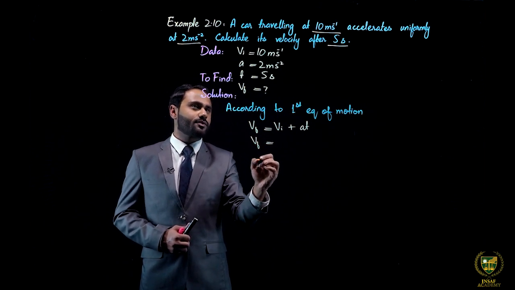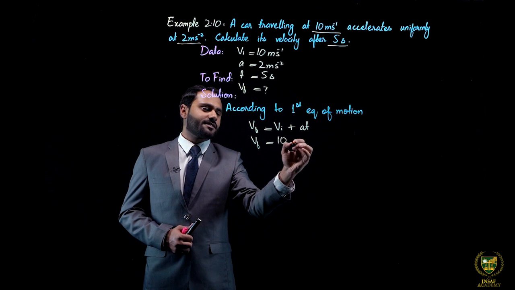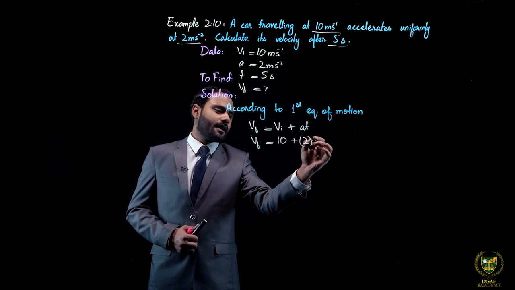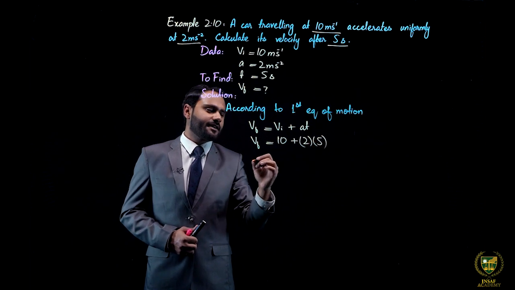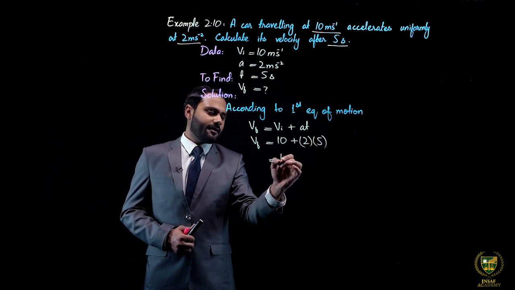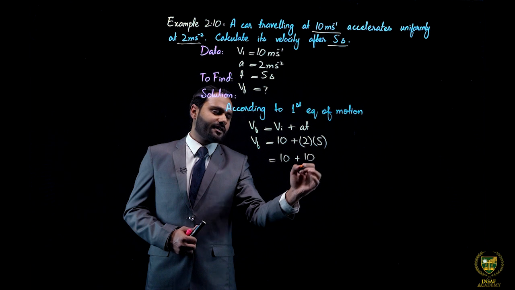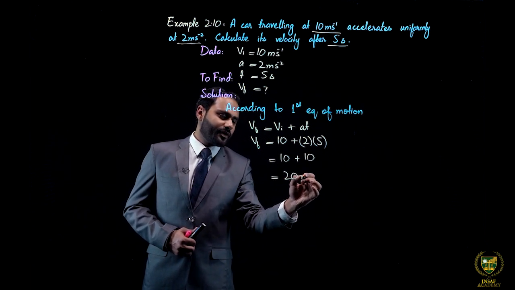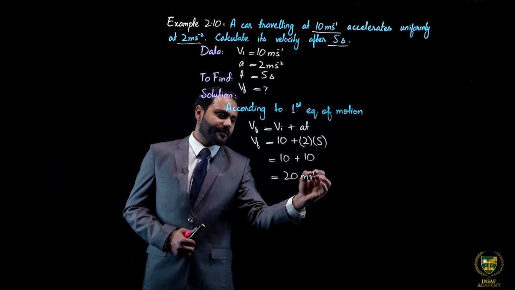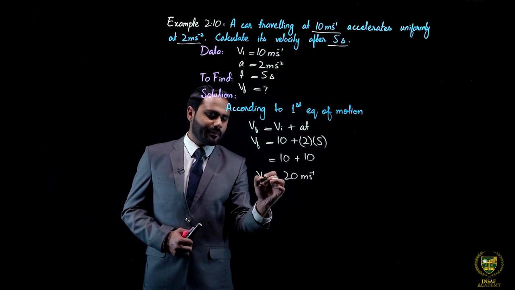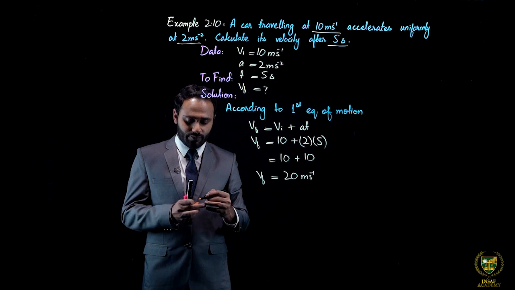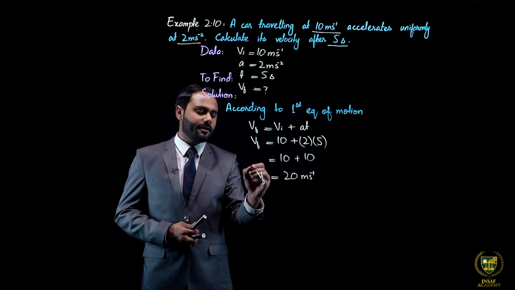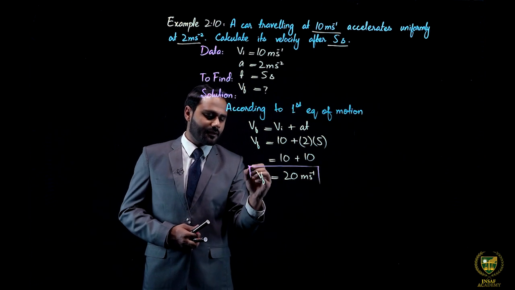So Vf is equals to Vi which is 10 plus A 2 and time is 5 seconds. So 10 plus 2 5s are 10. So 10 plus 10 it becomes 20 meter per second. Clear? And meter per second is the unit of the velocity, and the final velocity is 20 meter per second. Clear?